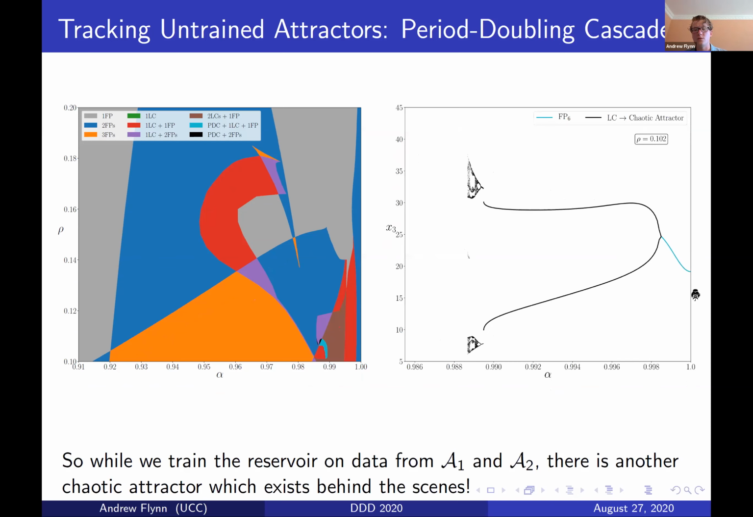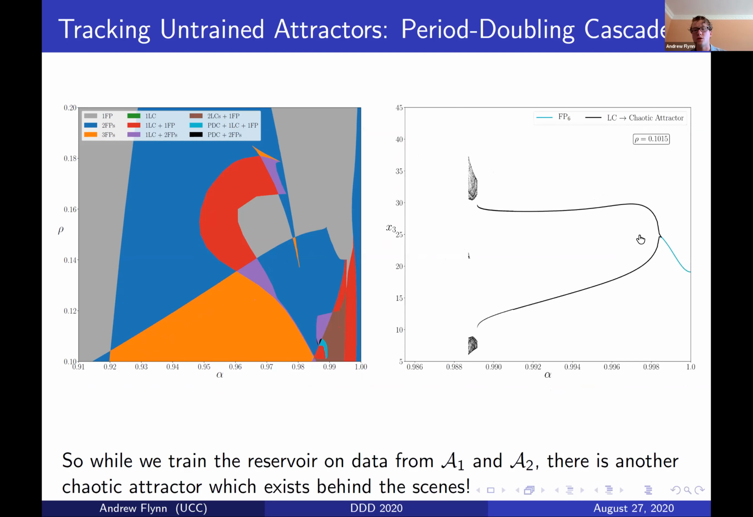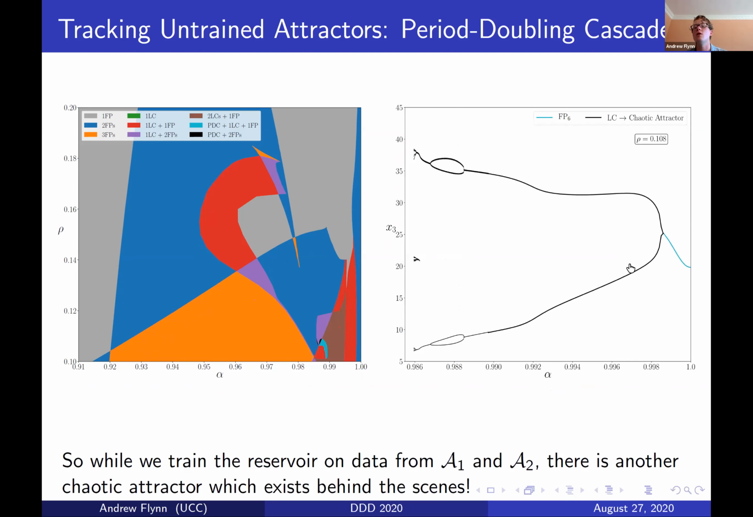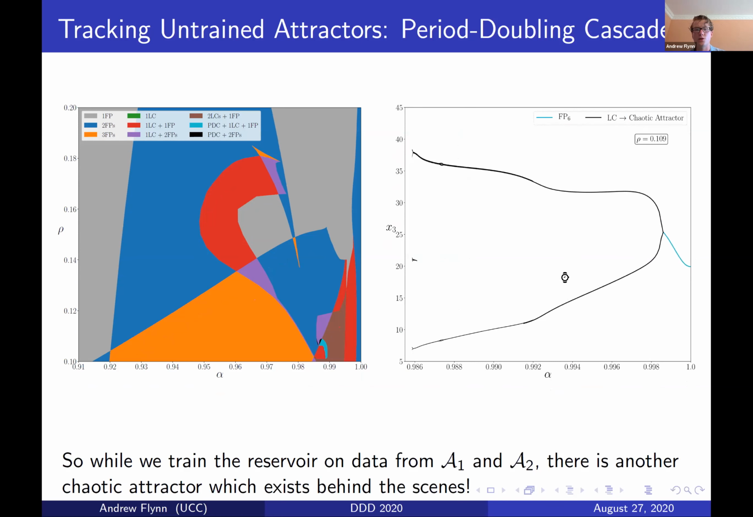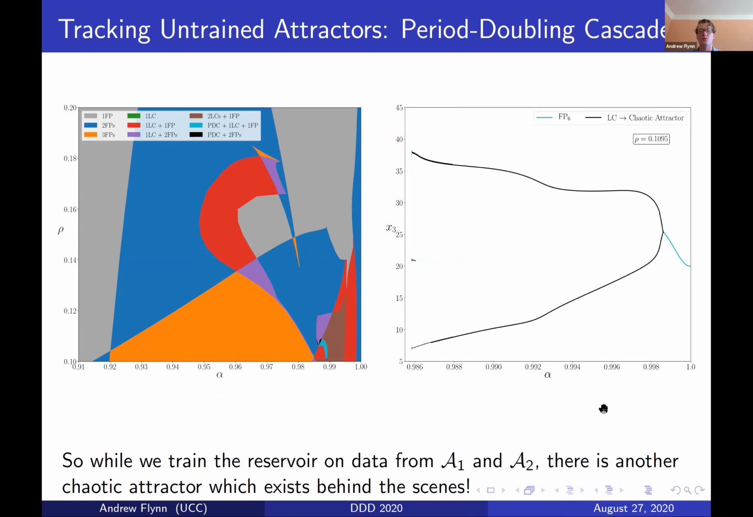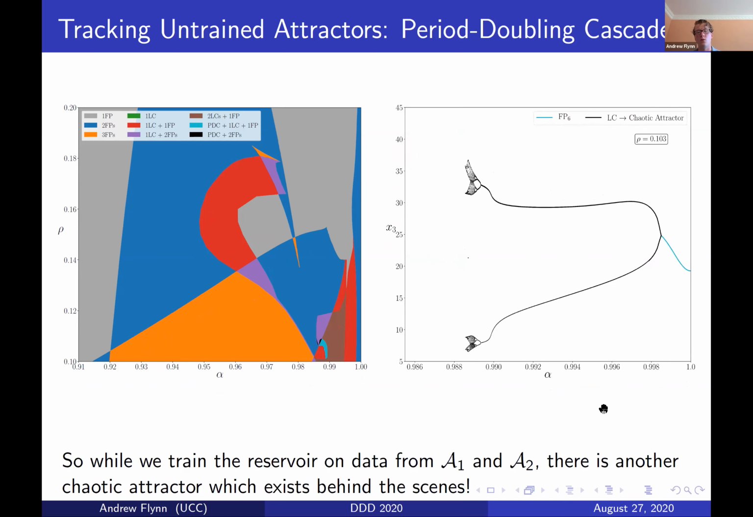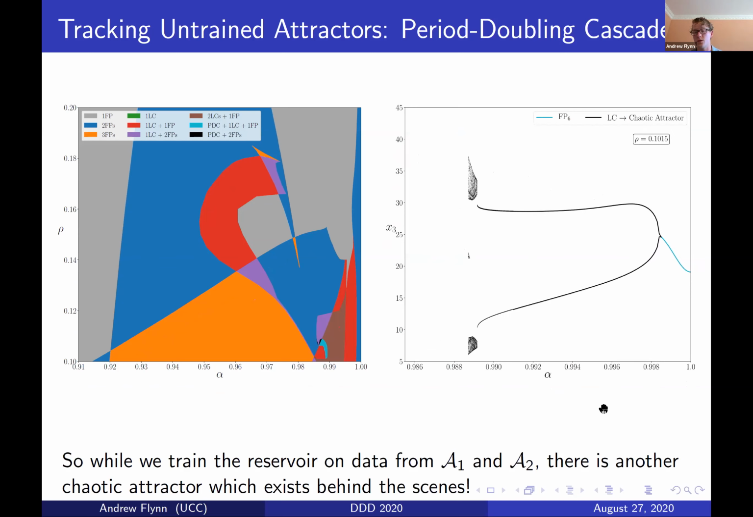So what we have here is we're tracking the evolution of this fixed point FP6, and we see that it undergoes a Hopf bifurcation, and we look at the maximum and minimum of this stable limit cycle. And this limit cycle undergoes a sequence of period doubling bifurcations, and eventually there's an infinite sequence of them, and we have this chaotic attractor. So while we train the reservoir on data from attractor A1 and attractor A2, there is a completely different chaotic attractor which exists behind the scenes, which is quite interesting, right?